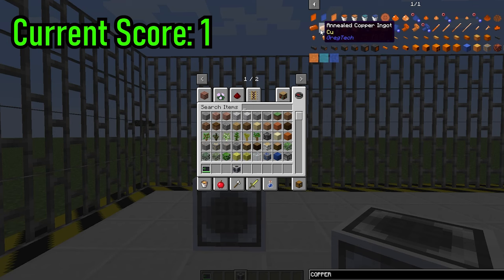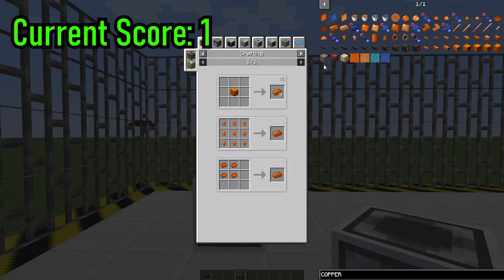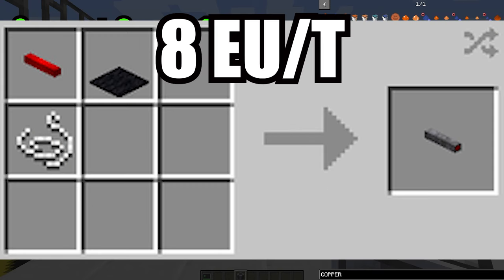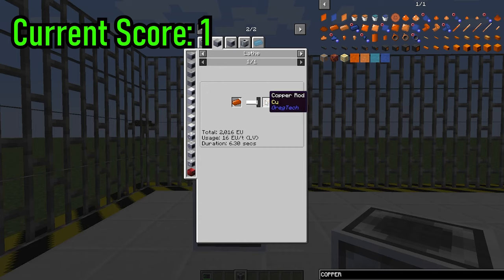It is time for questions 2 and 3. The second question is pretty easy. I can look up the uses of copper by simply pressing the U button in JEI. The third question is a little harder. I have to look at the physical properties of copper. It's a metal, and it can be used to make MV cables, so it conducts electricity.